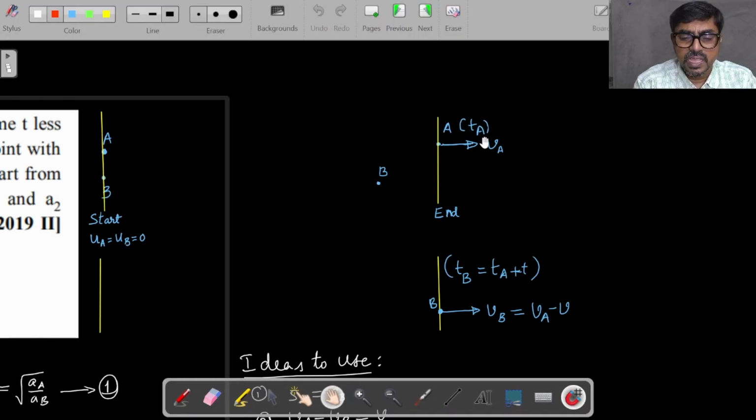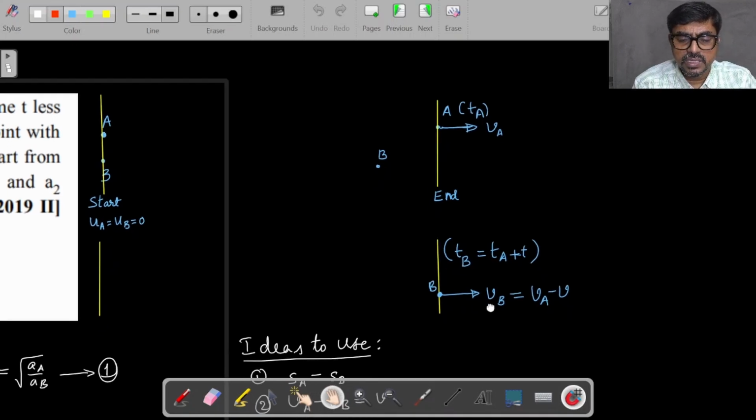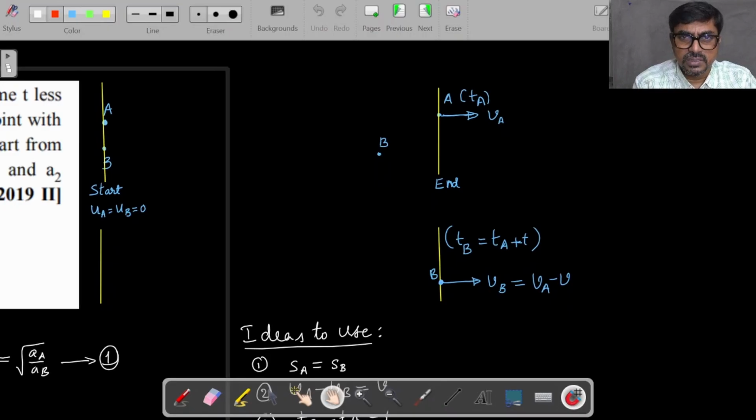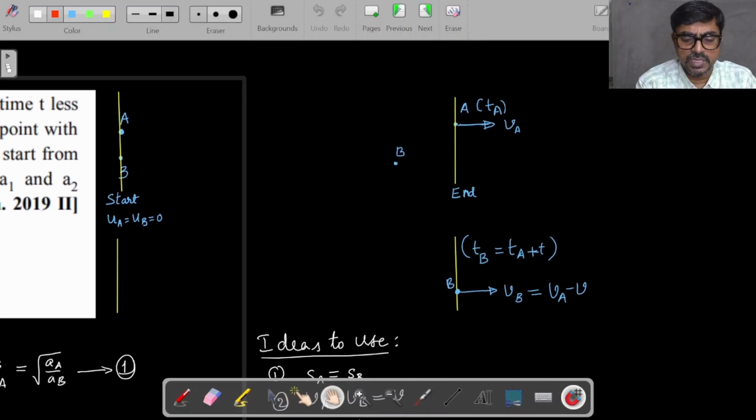First, at time TA, A will reach the crossing line, but B will still be behind. By the time B comes here, A would have already gone. Then TB, which is TA plus T extra. And whatever velocity VB is reaching is less than VA, so VB equals VA minus V. That's the basic idea we have.